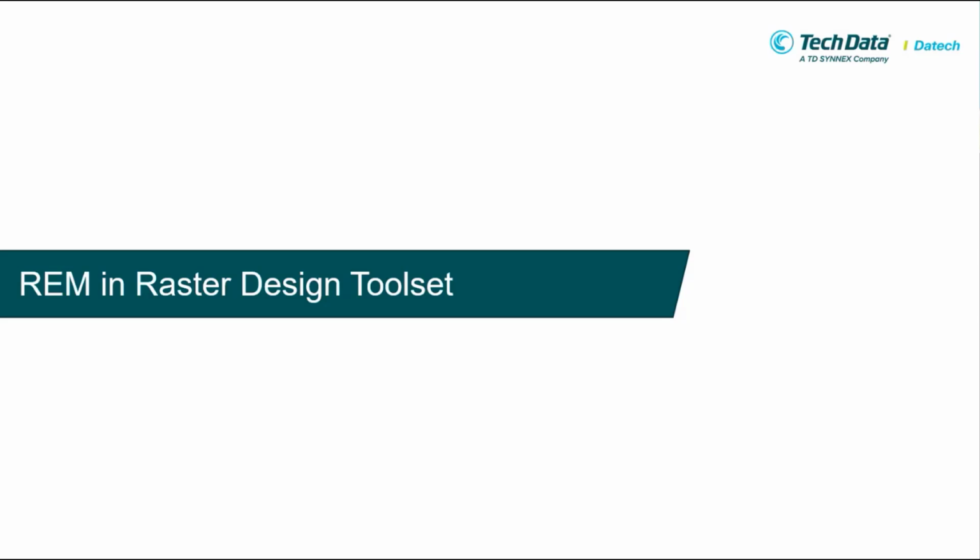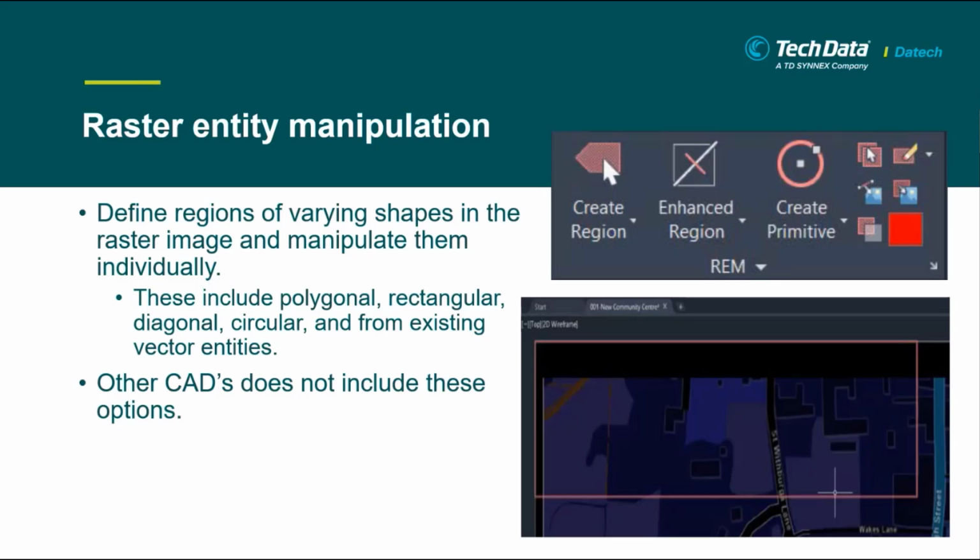REM is raster entry manipulation. Raster entry manipulation in Raster Design is more effective. The Raster Design Toolset gives you the tools to define regions of various shapes in your raster images, manipulating them individually. This includes your polylines, your rectangles, your circles, and existing vector shapes.